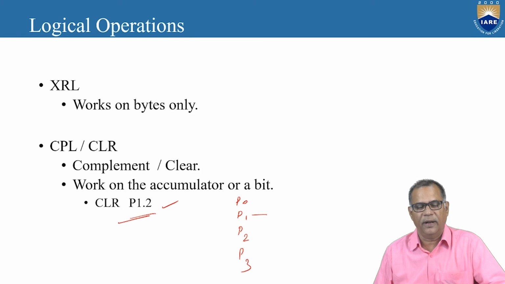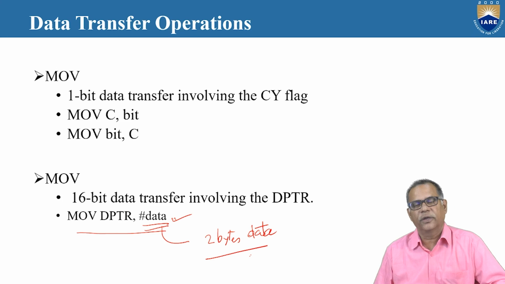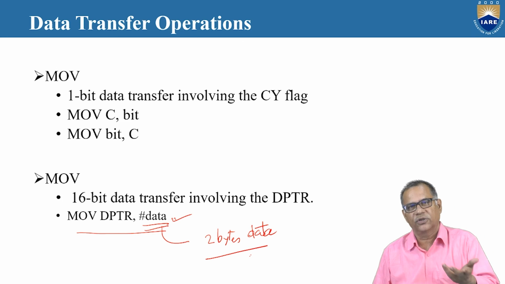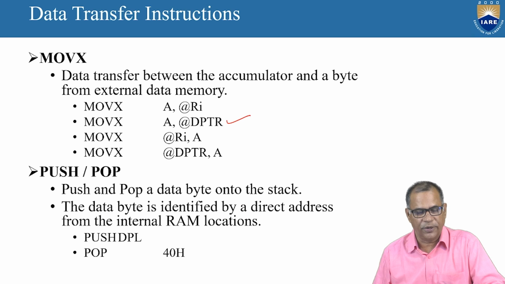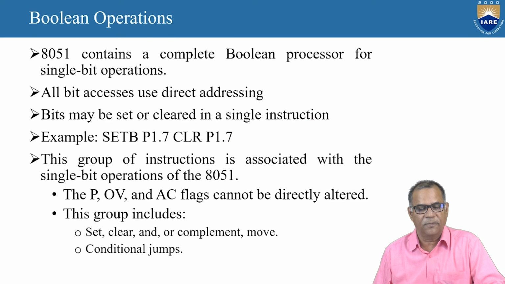For logical operations, you have AND, OR, exclusive OR, etc. And for data transfer instructions, we use MOV. You can move the data from the source to the destination. Both can be registers, or one of them can be memory, but both cannot be external memory locations. And there are exchange and XCHD. Exchange is exchanging the contents of the two operands.